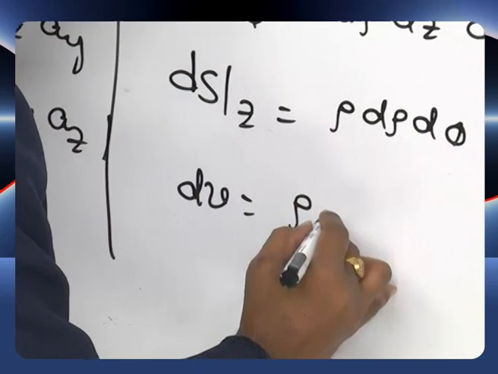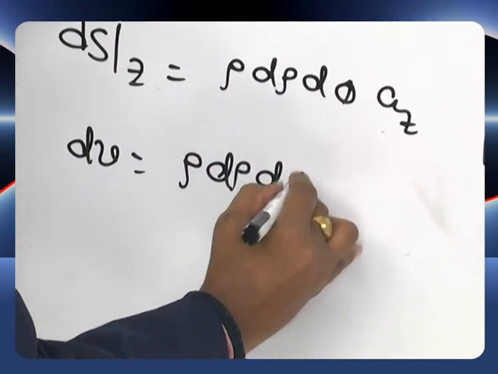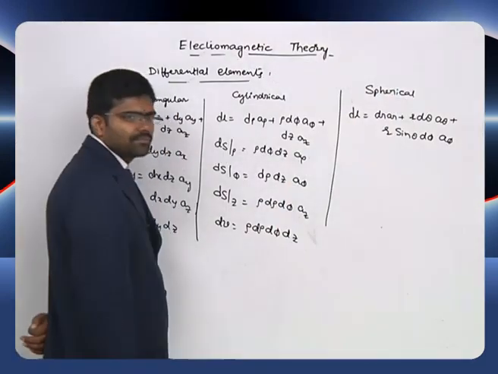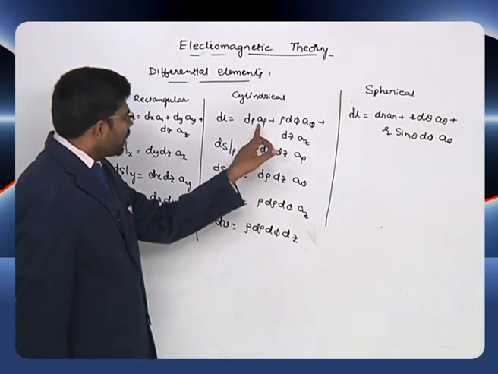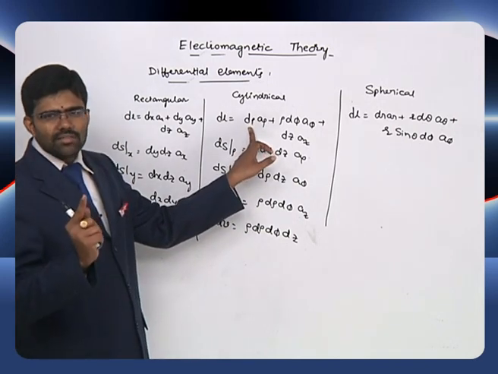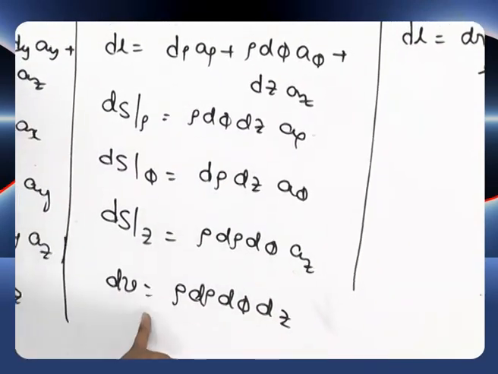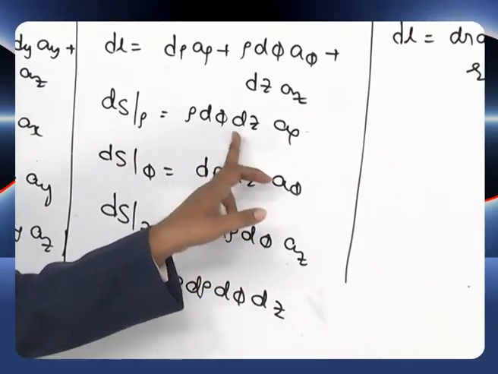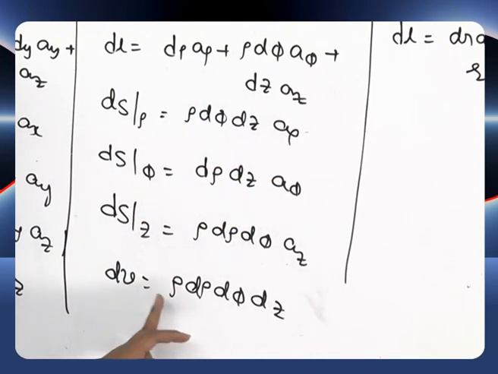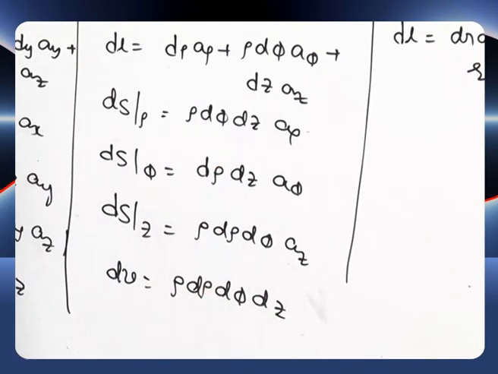Here the differential volume dV is equal to rho d rho d phi dz. So in the differential length, one differential quantity is there. Differential surface, two differential quantities are there. Differential volume, three differential quantities are there.